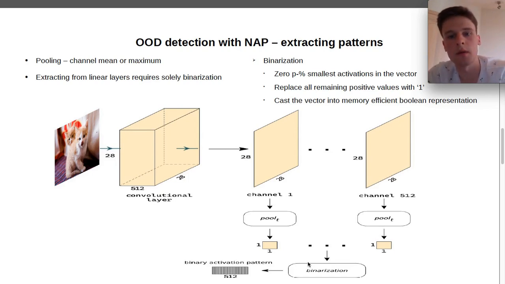And the binarization itself also requires a couple of steps. First, we need to zero a certain percent of the smallest values of the vector. For instance, if we choose the p parameter to be 50, then we need to zero all the values that are below the median value of the vector. And then we replace all the remaining positive values with ones. And finally, we can cast the binary representation of the activation into some memory efficient data type.